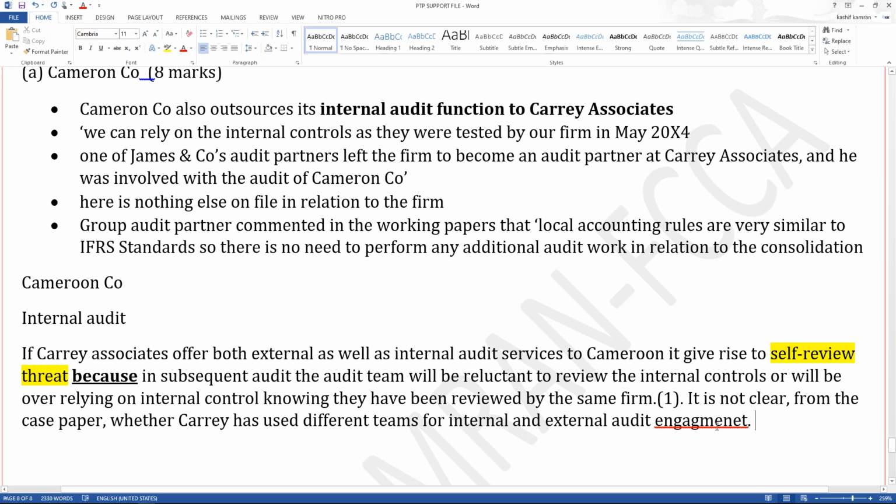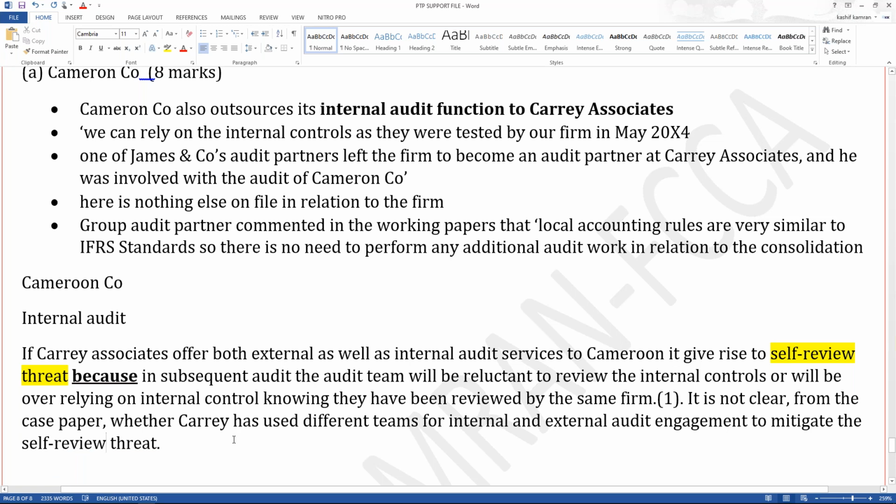And the question is not telling us anything about whether different teams have been used as a safeguard against a self-review threat or not. So you are saying it is not clear from the case paper whether Kerry has used different teams for internal and external audit to mitigate the self-review threat. So see, when the question is silent, how do you write an answer? Rather than taking a hypothetical assumption, I cannot take a hypothetical assumption because the question is silent.